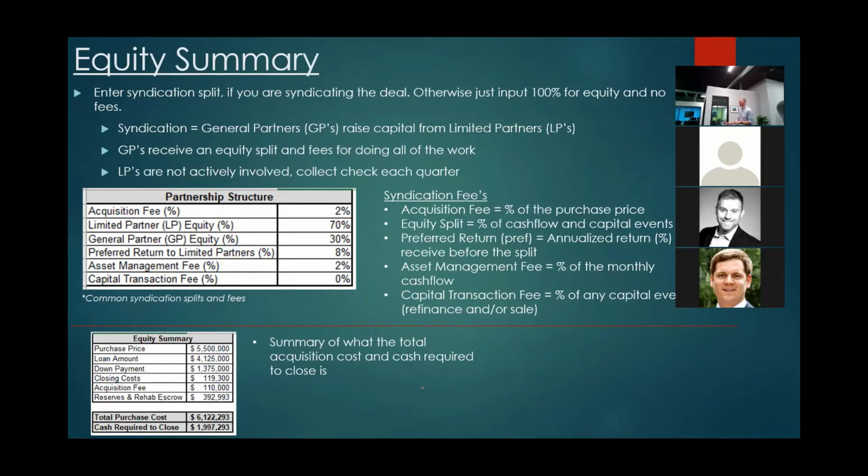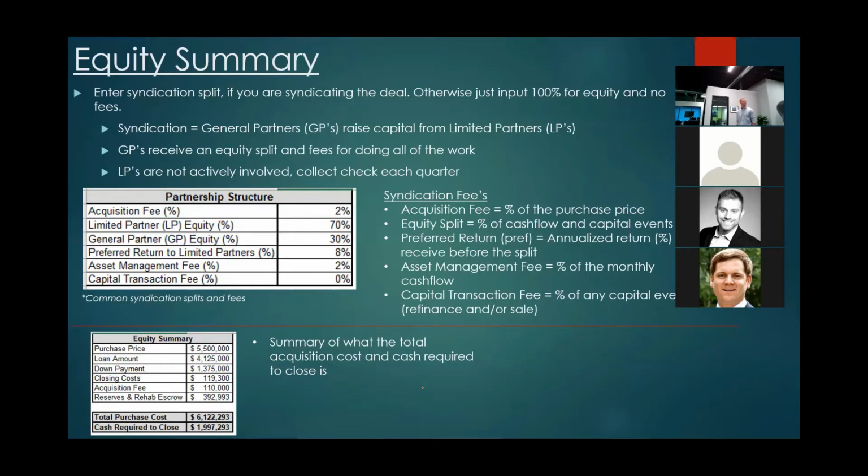As soon as that number's hit, then every dollar gets split 70-30, as well as all capital from a refinance or a sale. Asset management fee, that's a percentage of the monthly cash flow. That's a fee on top of property management that goes with the asset management duties, which can be a lot. I won't go too deep into that. Then a capital transaction fee, that's not quite as common, but some syndicators will use that. Also, when I'm analyzing these deals, it has the option to void all that, if you're just buying it on your own.